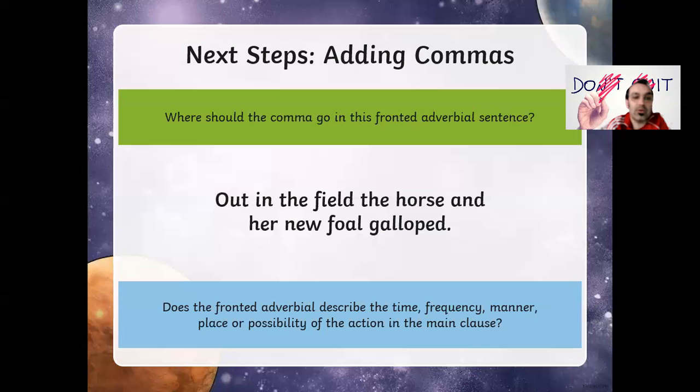Out in the field, the horse and her new foal galloped. So can you, first of all, tell me where the comma goes? Yes. And what type of fronted adverbial is it? It's place, because it's out in the field. It's telling you where the event is happening with the horse.